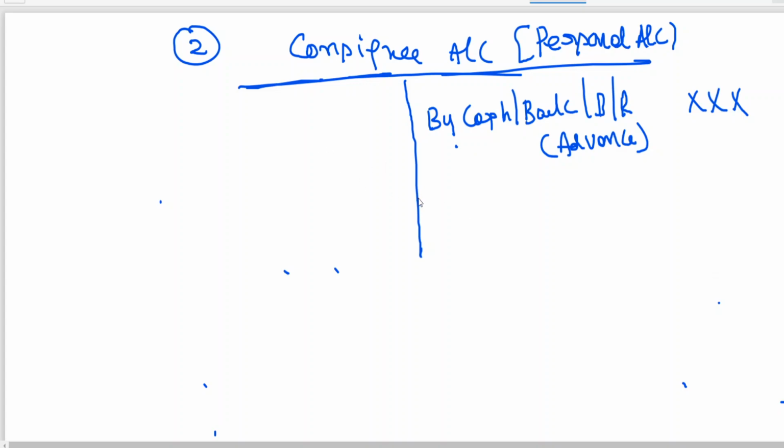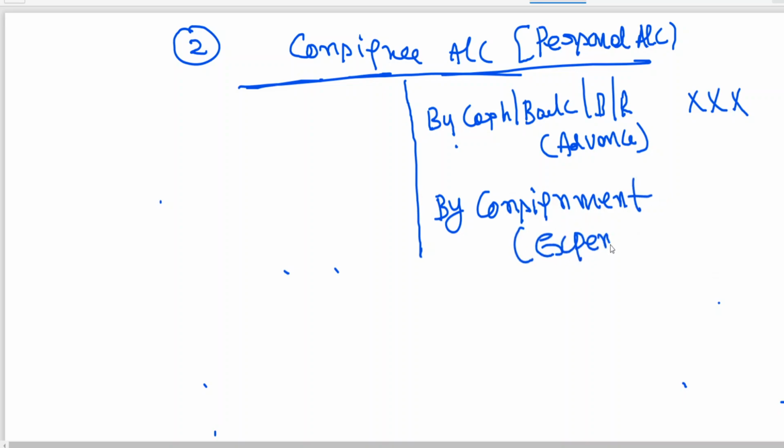This entry we have written already. I am just giving the format. Now the entry for expenses incurred by the consignee. Entry: consignment account debtor to consignee. In the consignee account, by consignment, in brackets, expenses.